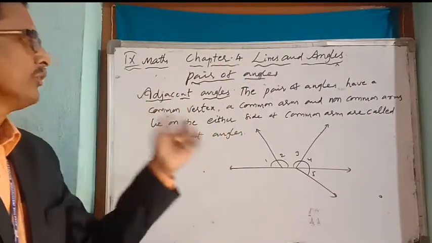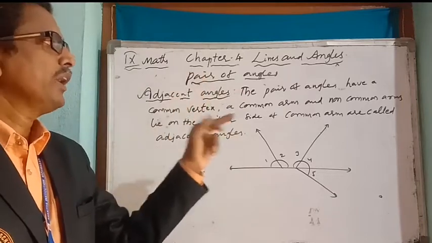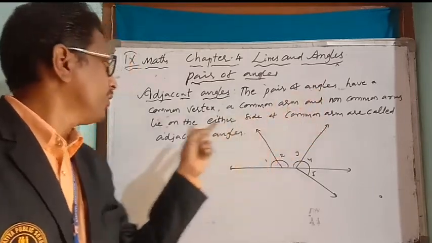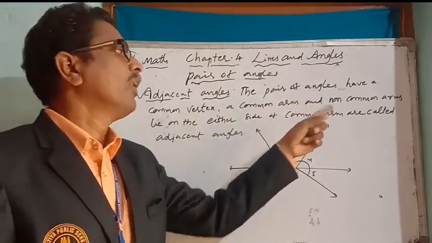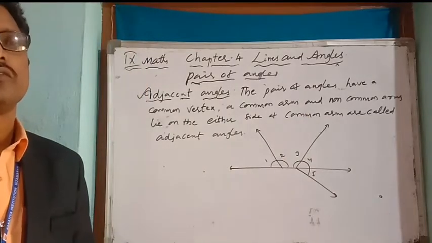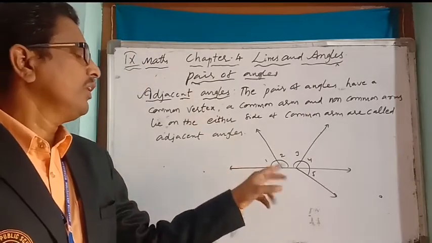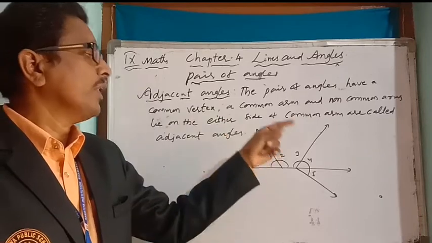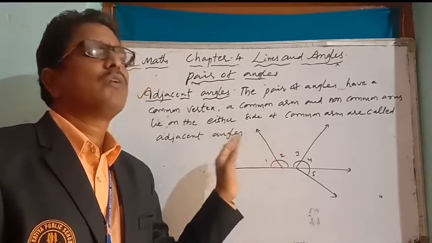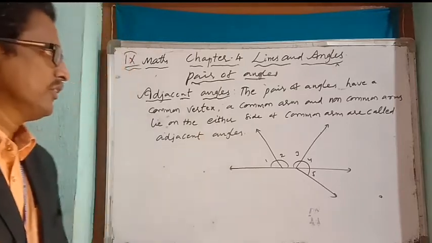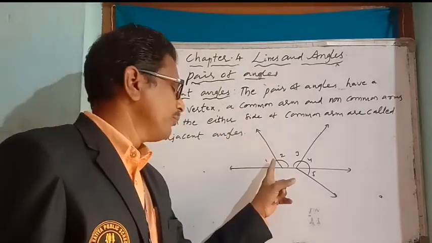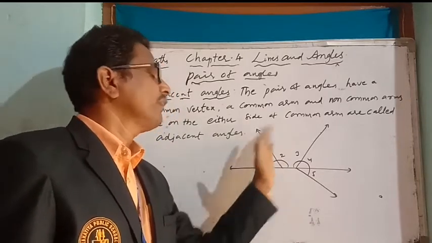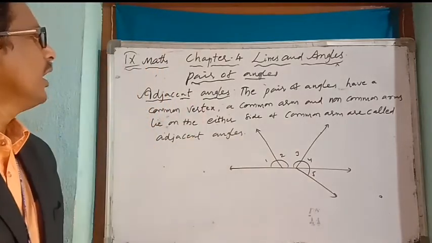Adjacent angles. What is the definition of adjacent angles? A pair of angles that have a common vertex and a common arm, with the non-common arms lying on either side of the common arm, are called adjacent angles.